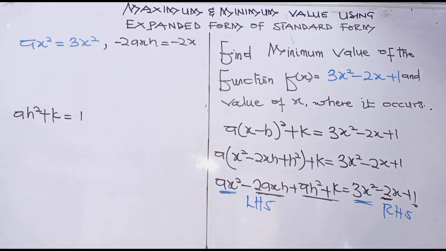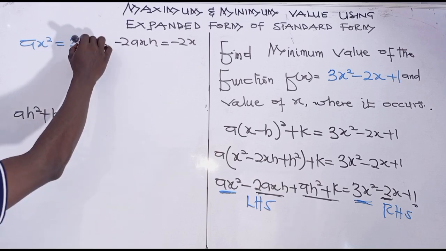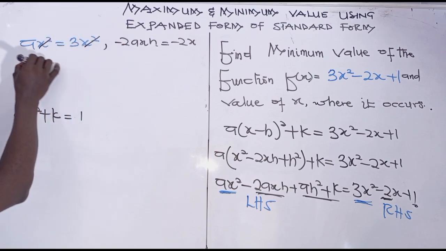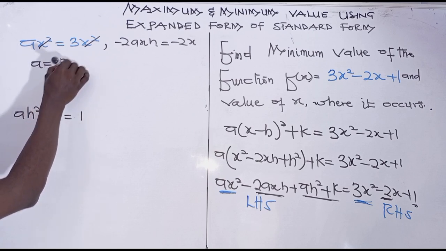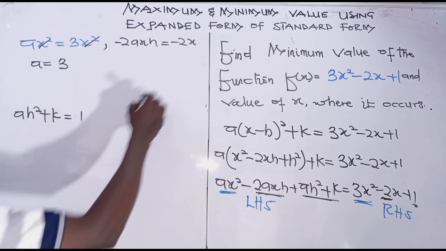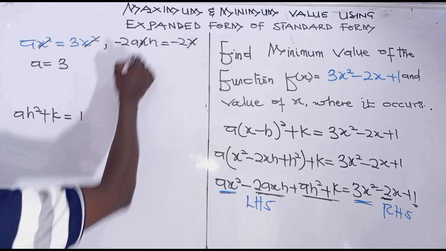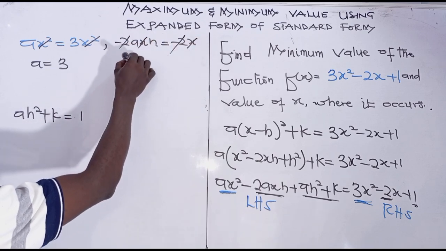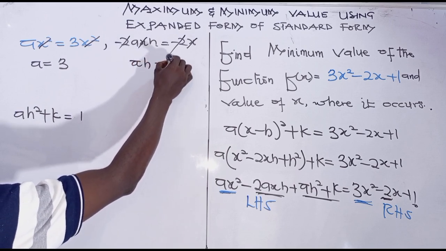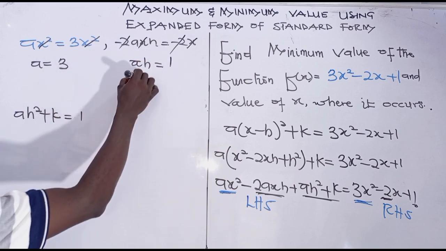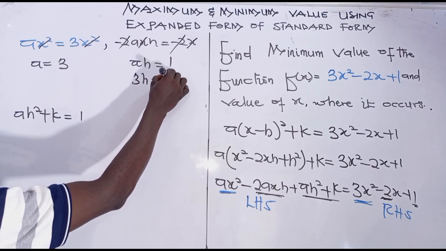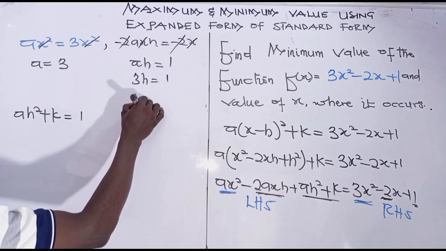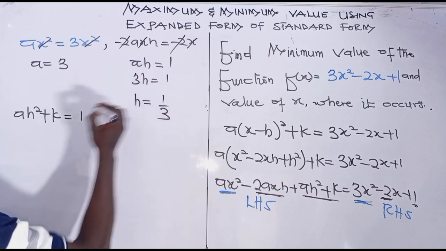So let's find the value of the variables. From here, we can see that this x squared will cancel this x squared, so we have our a equal to 3. We can also see that this will cancel this, minus 2 cancels minus 2. We are left with ah equal to 1. Our a is 3, so we have 3h is equal to 1. So from here, our h is equal to 1 over 3.